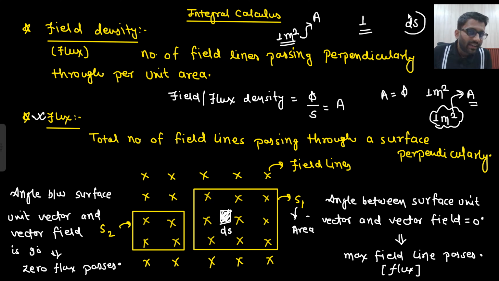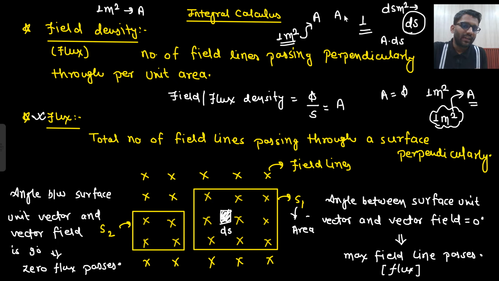So in ds area, how many field lines will pass? In 1 meter square area, A field lines will pass, because if I put S equals 1 meter square, then A will be equal to 5, and that is equal to A only. So in ds meter square, how many field lines will pass? A into ds. In ds meter square, A into ds field lines will pass.